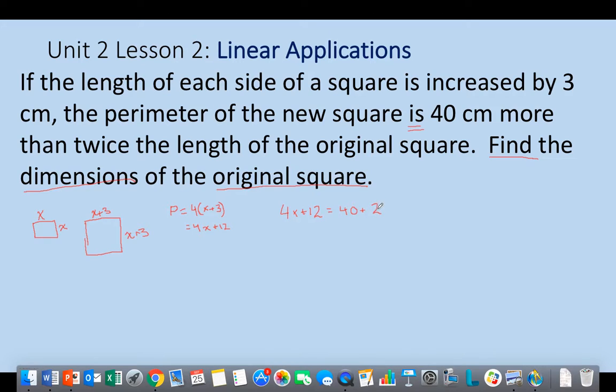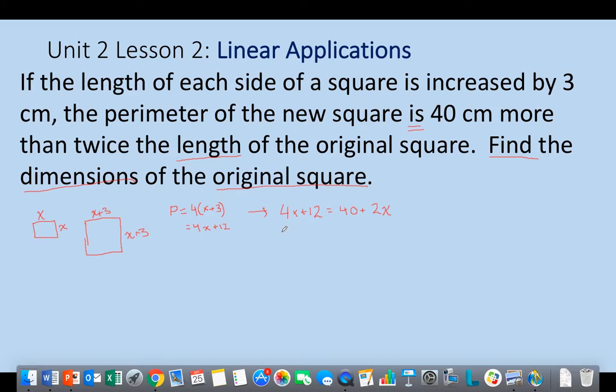Twice the length of the original square. Now, reading this upon first glance, you might think, oh, is it talking about the perimeter or just the length? Well, I think the way that this reads, it is much more just the length of one of the squares. So just twice x. All right, well, I would say that that's the toughest part, is writing the equation. Solving is not going to be that difficult at all.